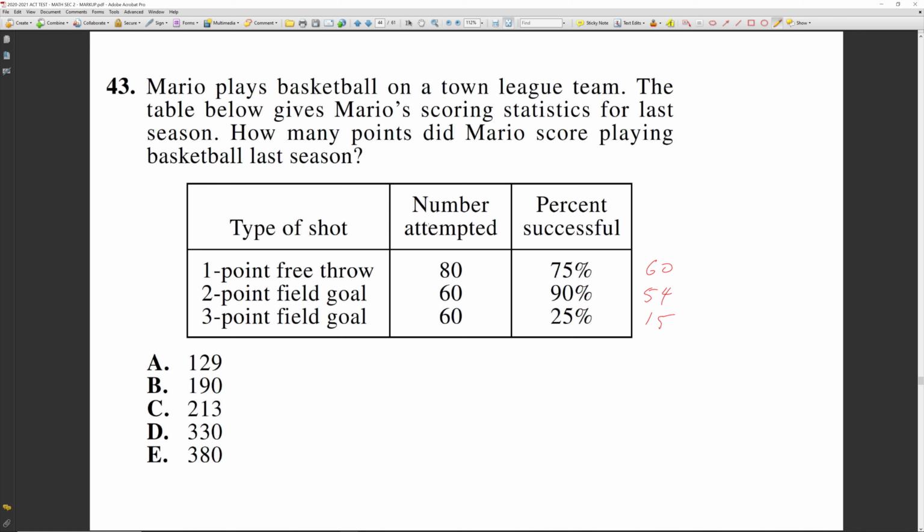So what we need to do is, because this is a 2-point goal and this is a 3-point goal, we need to multiply this by 2 and multiply this by 3. And since this is a single, you multiply by 1. So this is 60. 54 times 2 is 108, and 15 times 3 is 45. And when you sum these all up, you get 213. Answer is C. And so in reality, this is a 30-second problem.